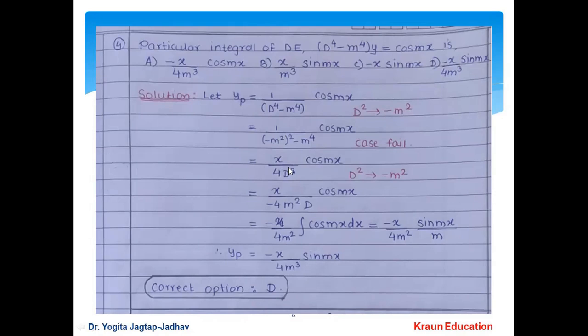Therefore, we multiply the numerator by x and take the derivative of the denominator with respect to D. You can see here the derivative of D raised to 4 is 4D cube. And again, replacing D square by minus m square, we have this kind of arrangement, that is x upon minus 4m square into D. Again, you know 1 upon D stands for integration. Therefore, we have integration of cos mx dx, which is sin mx upon m. Already we are having a minus sign outside, therefore this term is minus, and therefore our particular integral is minus x upon 4m cube sin of mx. Therefore D option is the correct option.